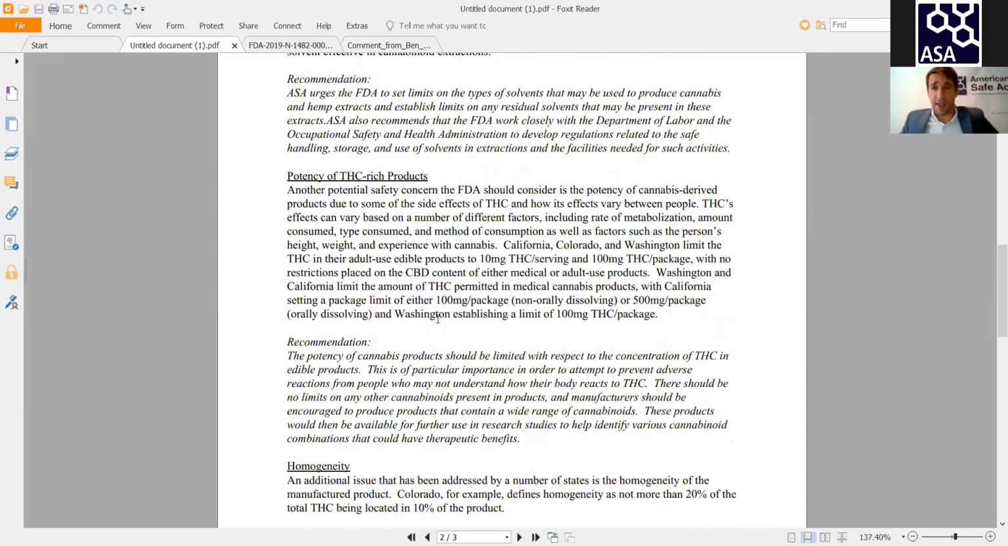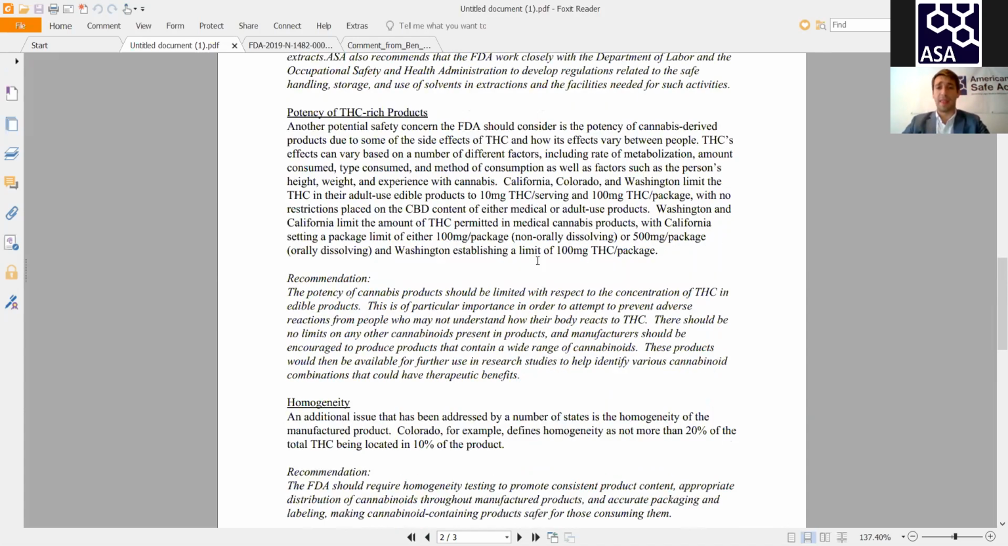We addressed regulatory oversight of potency of edibles, wanting to make sure that the THC isn't overly limited, but at the same time having a responsible serving in the package.